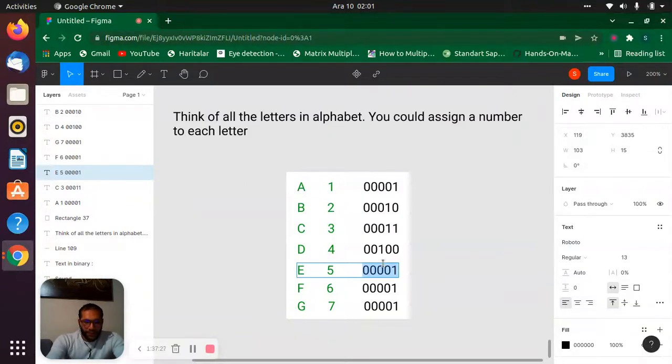For five, this is a good place for five. It will be 0, 0, 1, 0, 1, because 1 times 1 is 1, 2 times 0 is 0, 4 times 1 is 4, and 4 plus 1 is 5. If you want to represent E, it will be like that. For F, do you want to do it?